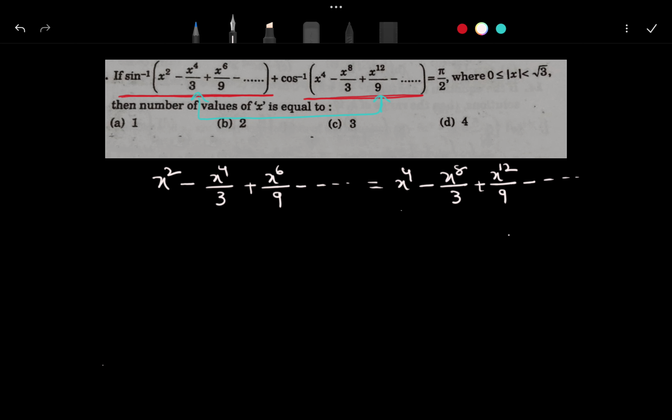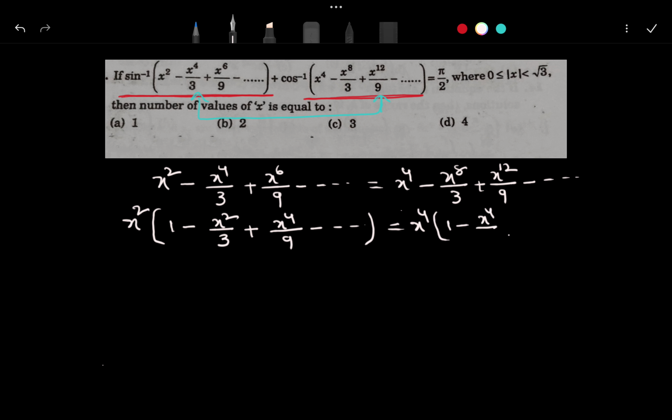First, on the left hand side, you take x square as the common factor. If you take x square as common, 1 minus x square by 3 plus x to the power of 4 whole divided by 9 minus and so on. Here on the right side, you take x to the power of 4 as common. That value will be 1 minus x to the power of 4 by 3 plus x to the power of 8 by 9 minus and so on.